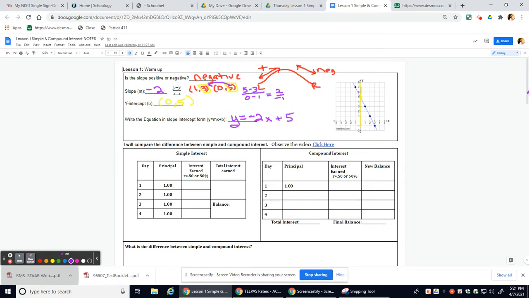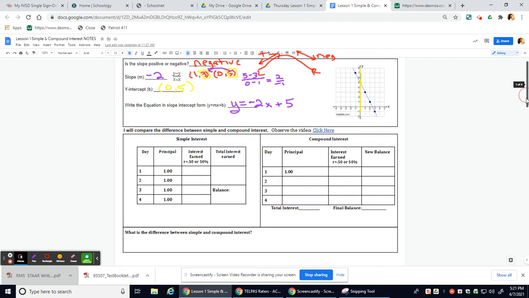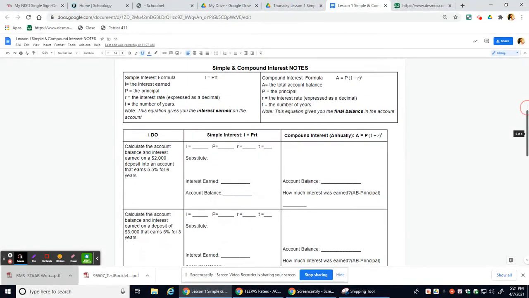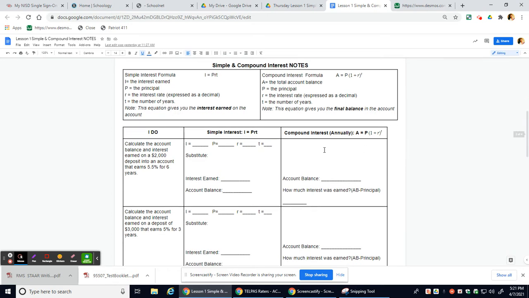All right, in this lesson, it's important that you take the opportunity to observe the video that goes with simple and compound interest. Once you observe it, we will come back as a class and we will discuss what you've learned of the difference between simple and compound interest. So let's go ahead and do the I do problems.